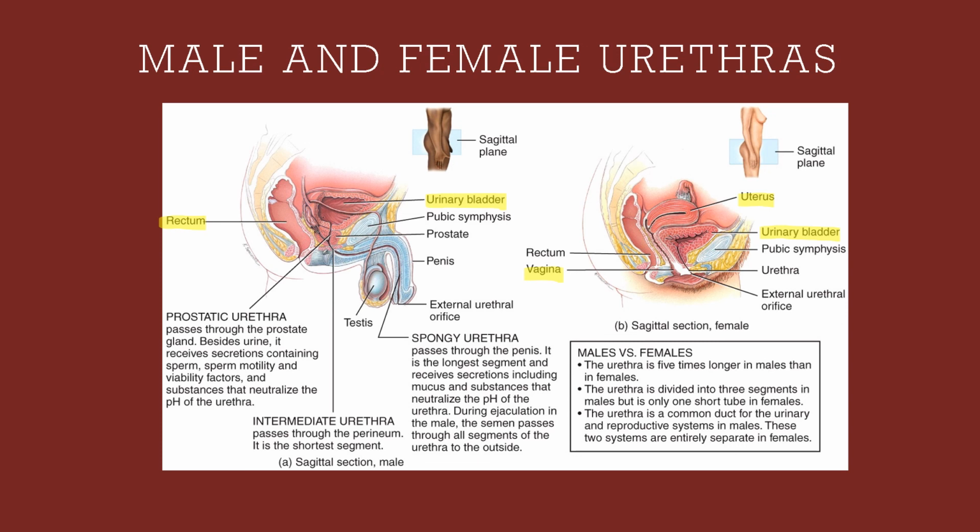Now, the urethra is a small tube leading from the internal urethral orifice in the floor of the urinary bladder to the exterior of the body. In both males and females, the urethra is the terminal portion of the urinary system and the passageway for discharging urine from the body. In males, it discharges semen as well.